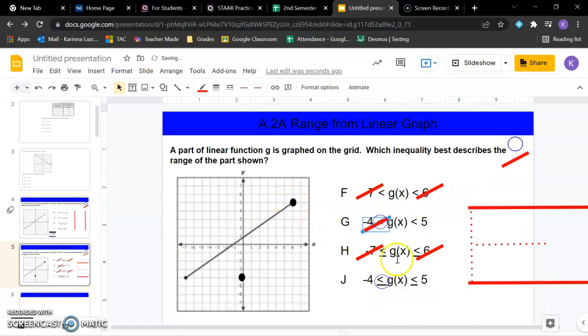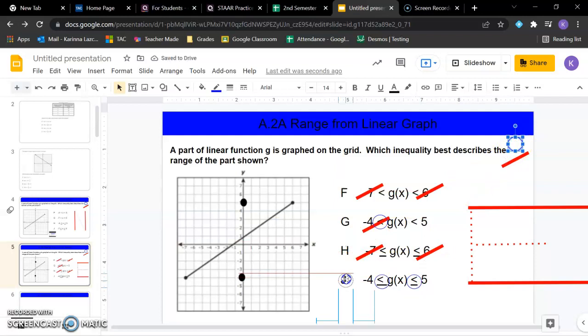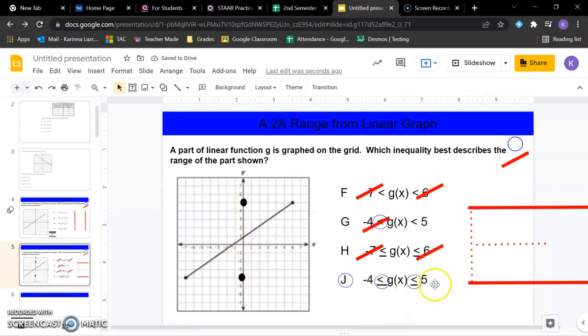Now, on this one, what does this 5 mean? That means at the end of the graph, if I move it over to the y, it could be equal to +5. It's not open, so it could be equal. So automatically, it has to have the line on the bottom. So my answer for this one is J, because both circles are closed. That means it has a line on the bottom.